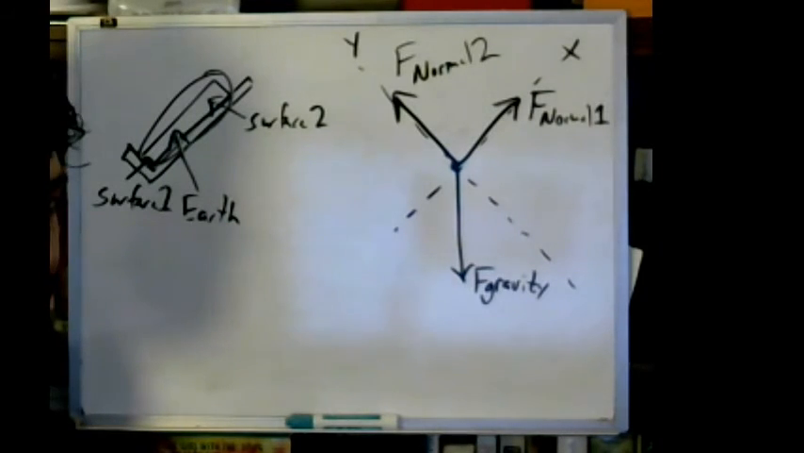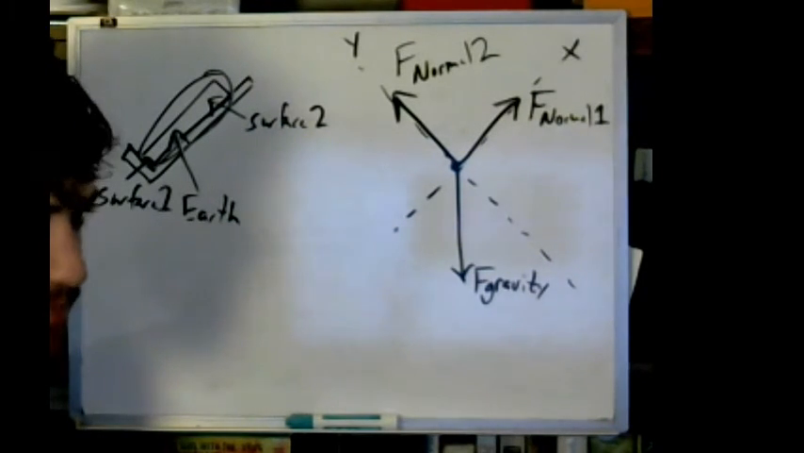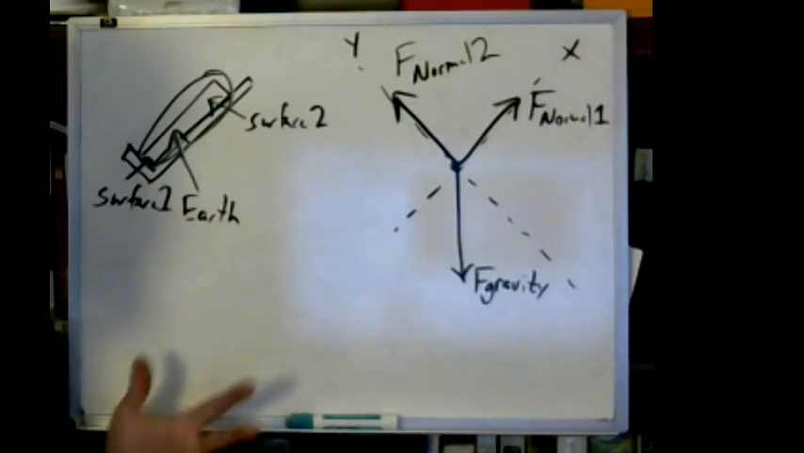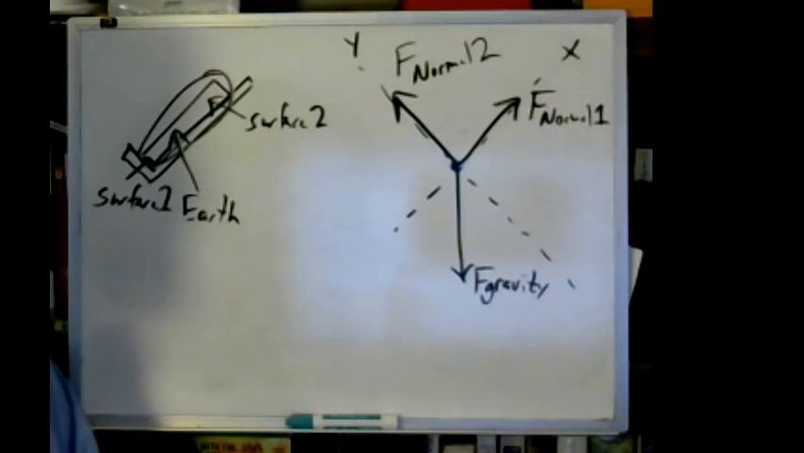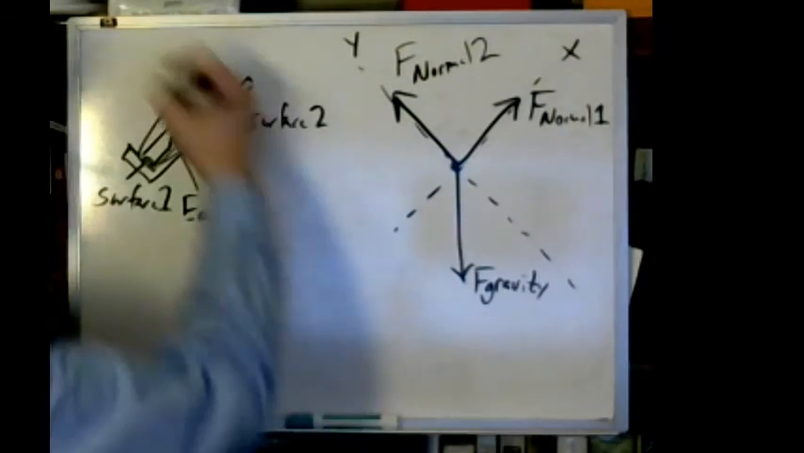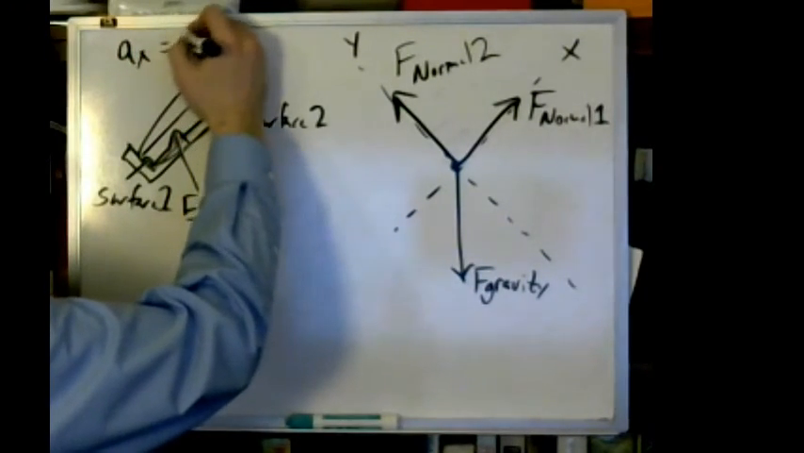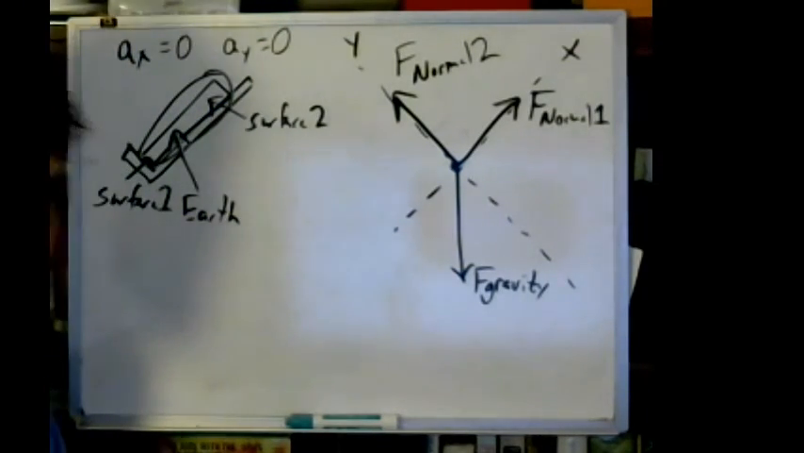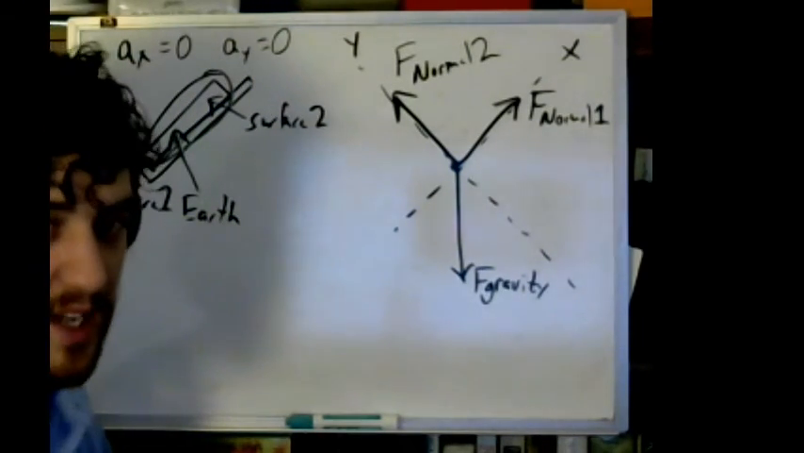Do we need gravity? Or do we need friction? No, we don't need friction in this case. Is it there? Maybe, maybe not. We don't know. If we completely ignore it, that's fine. It's not going to make any difference to the problem. That book is not moving. It is static. The acceleration in the x direction is 0. The acceleration in the y direction is 0. There is no motion. There is not going to be any motion.